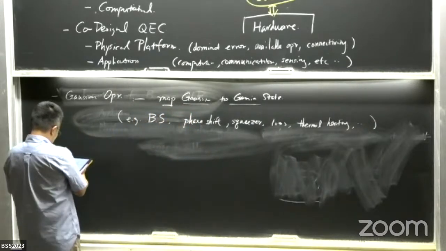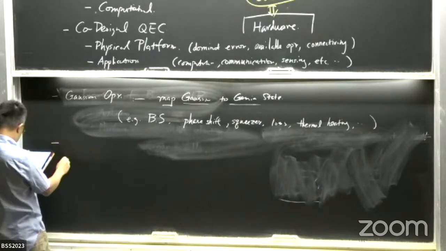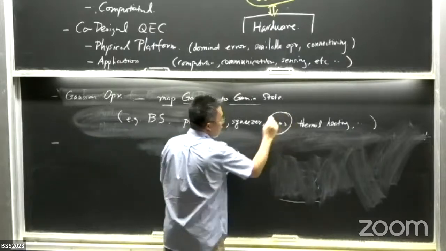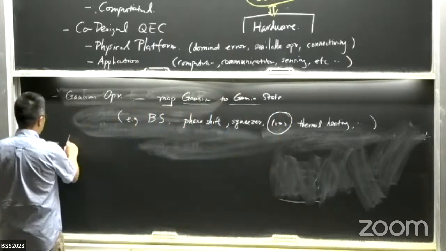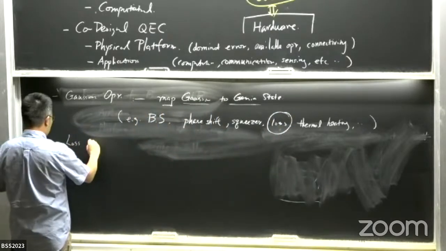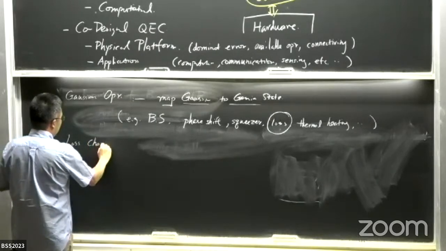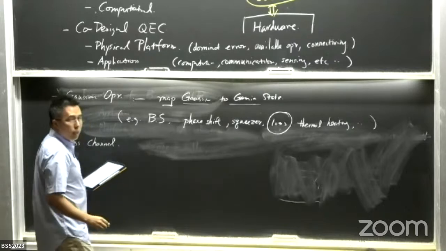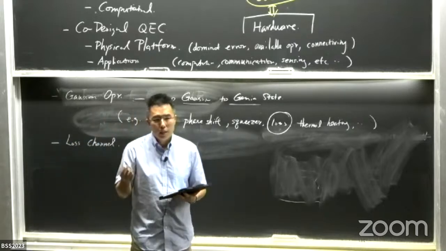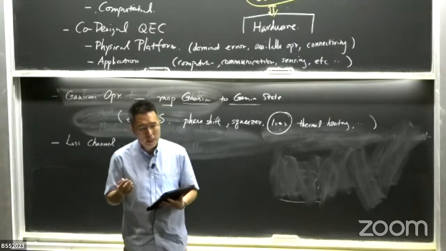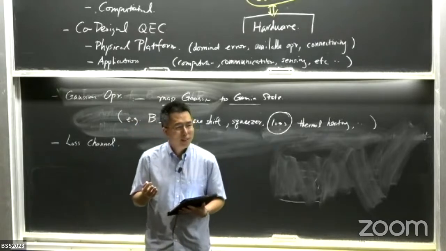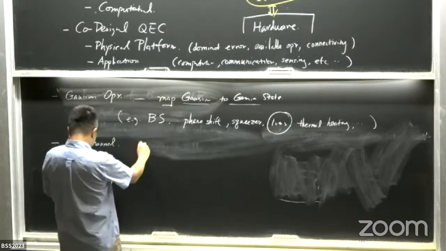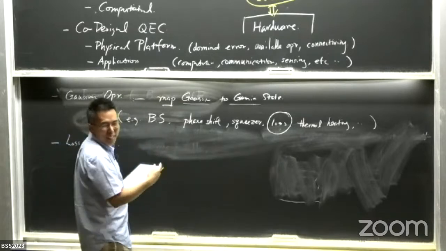Now, since we're talking about errors, let's talk about the loss error. I call it a loss channel, or you can think of it as a loss quantum process. Maybe let me ask, how many people have heard about the Lindblad master equations? Okay, impressive, almost everyone. Perfect. It's good, we're in the third week, not the first week.